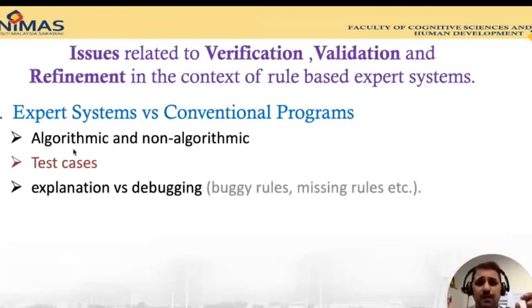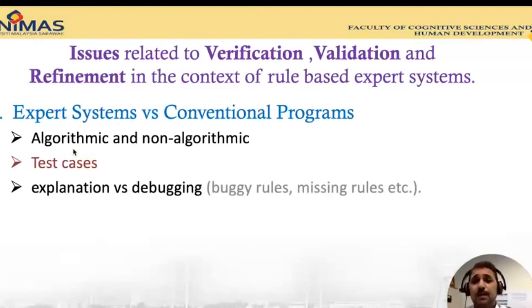A conventional system follows step by step rules, so you can easily go through those rules and that algorithm, and you can find out problems. But an expert system is actually not algorithmic, that is non-algorithmic, because an expert system is based on a human expert, and you know that the human brain is non-algorithmic. So this is the main difference, and this is the difficulty in finding bugs in an expert system.